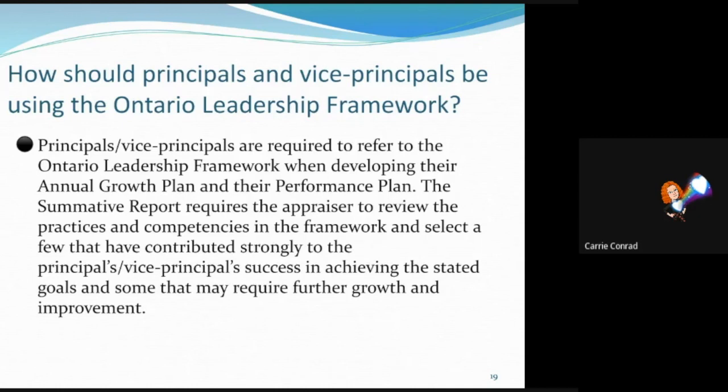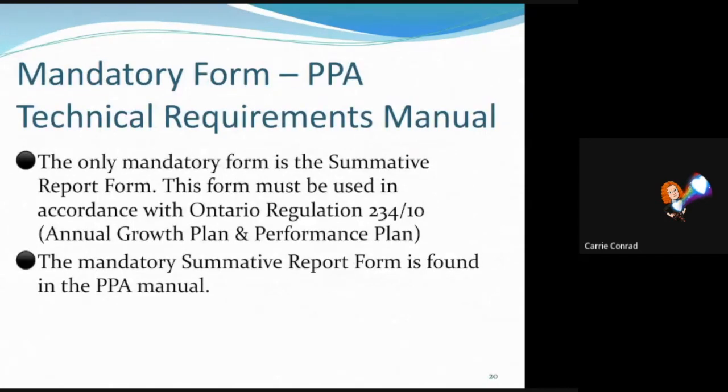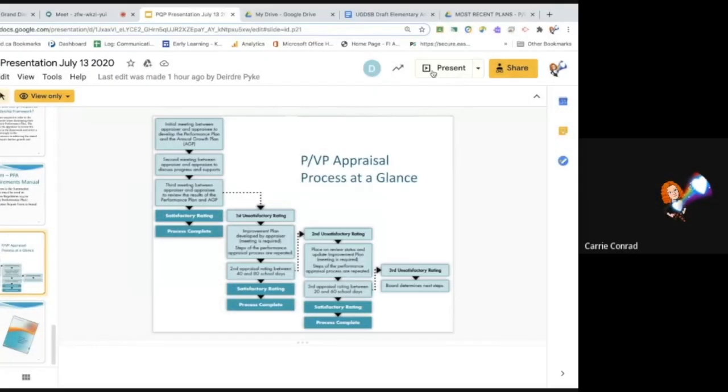It's important to note that as areas are identified for further growth and improvement, that's not a negative, that's an opportunity. It's an opportunity for you to enhance your performance in your role and to grow within your profession. There is only one mandatory form within the PPA Technical Requirement Manual, and that's the summative report form. And this form must be used in accordance with the Ontario Regulation 234/10, which is the Annual Growth Plan and Performance Plan.